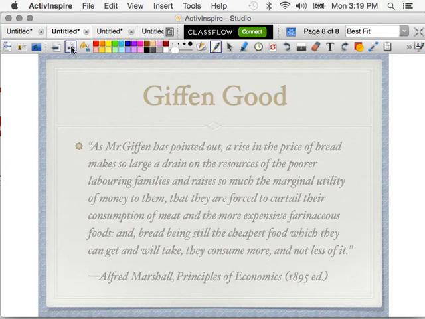This would be that rare instance where the cheapest thing is going up in price and you still buy more of it because it's cheaper relative to everything else. That's it.